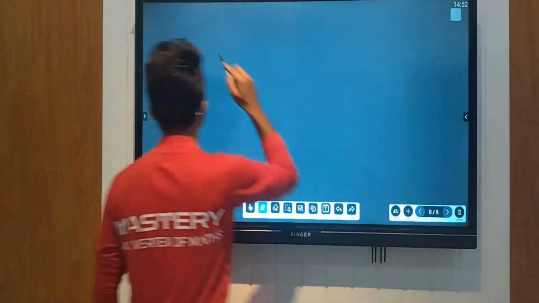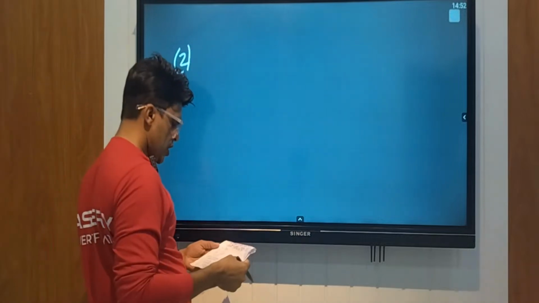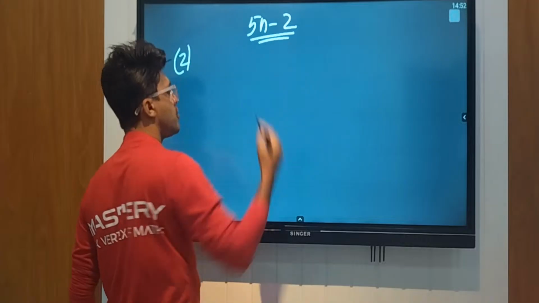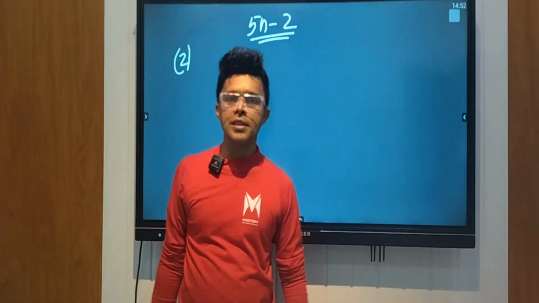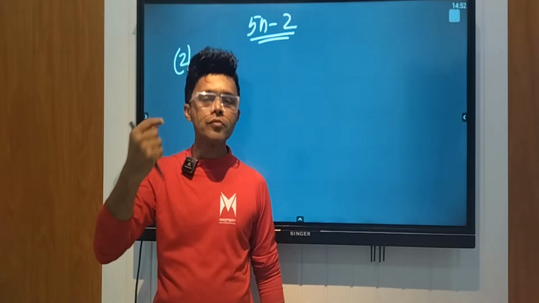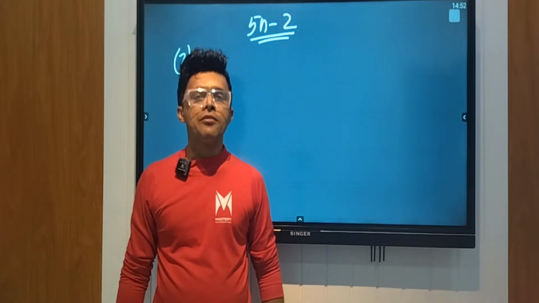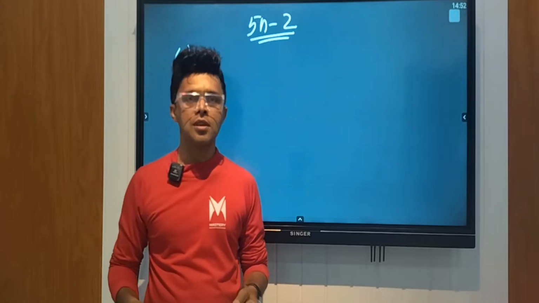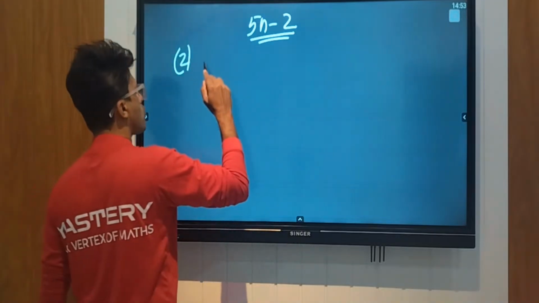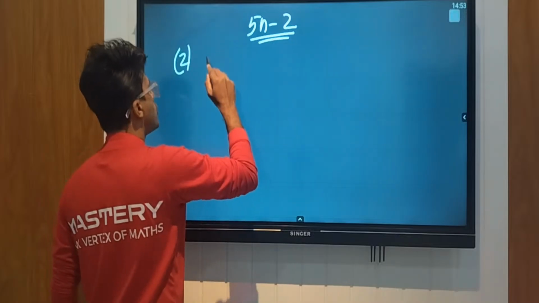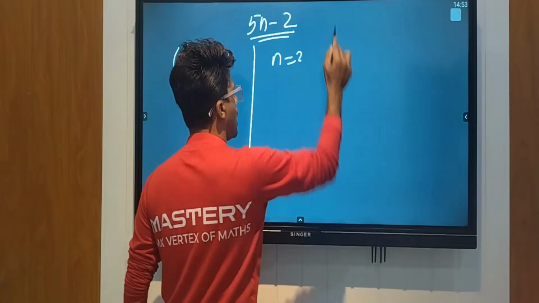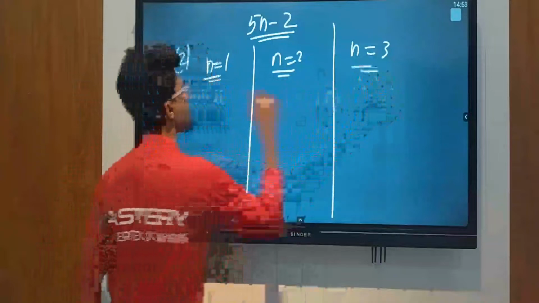So let's do this second question. The given general term is 5n minus 2. According to this general term, we could calculate the first three terms. How do we calculate the first three terms here? We could substitute n equals 1, n equals 2, and so on to get the terms.